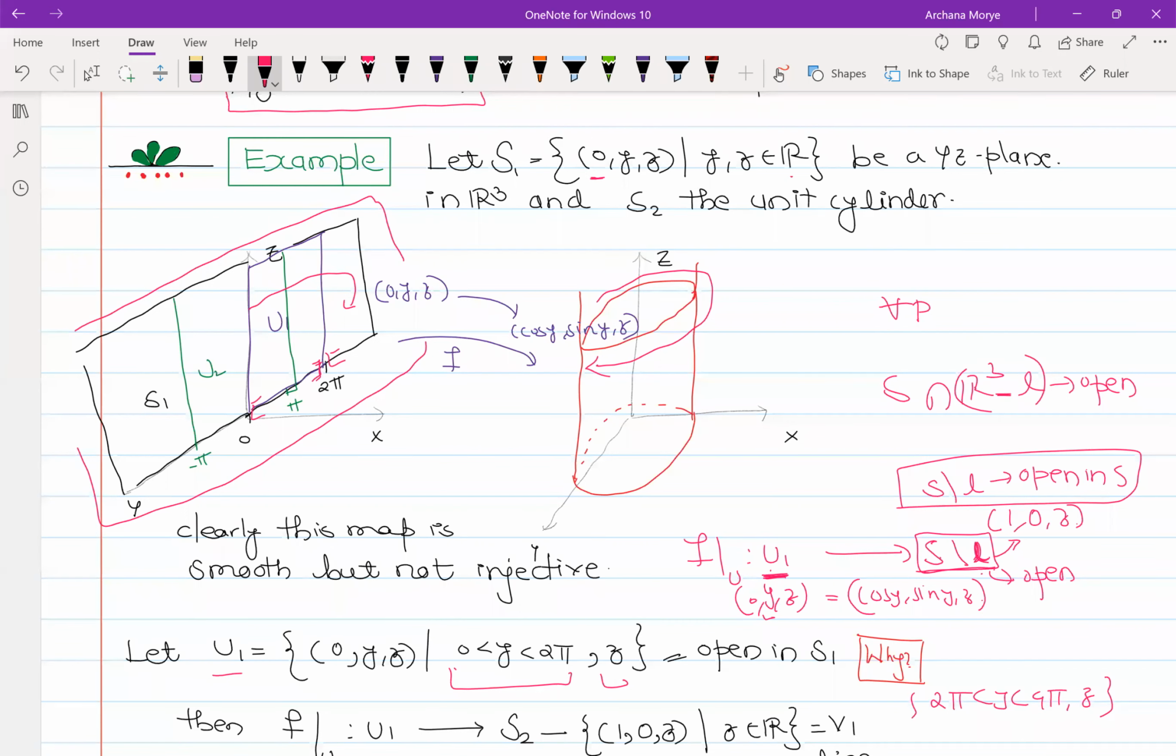Actually, just one sec. I just wrote U1, but this is also true for 2 pi less than y less than 4 pi, z, right? Is this okay, Priyanka, Pooja and all of you? Yes, ma'am. So because of this, the only things missing from the plane are going to be, as he said, 0, 2 pi, and then 4 pi and those kinds of things.